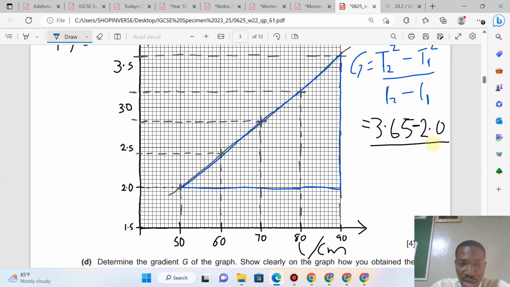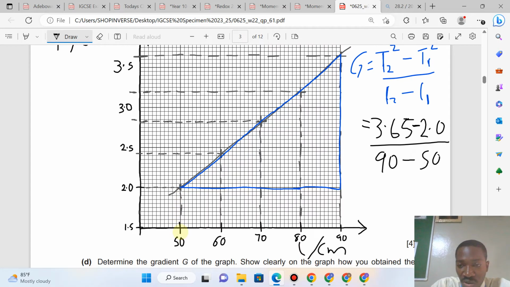Let's go to our horizontal axis, okay? The T2 you picked here corresponds to L at this point. That means our L2 is 90. So you come here, we put 90 minus our L1, which is the value of L here, which is 50, minus 50.